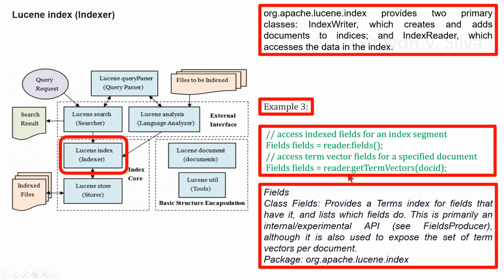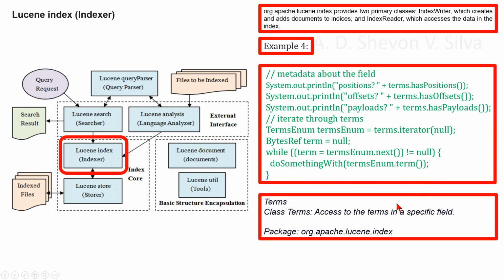Here you can see the method IndexReader.getTermVectors. This retrieves term vectors for this document, or null if term vectors were not indexed. Here it accesses the index fields for an index segment, and here it accesses the term vector fields for a specified document. This code segment is related to Terms.